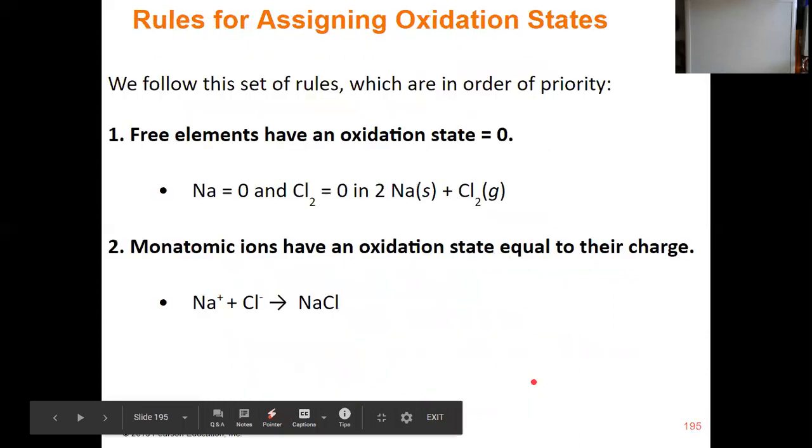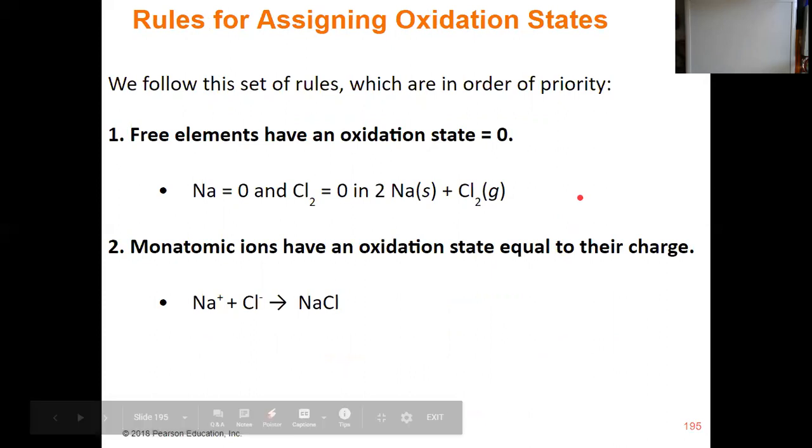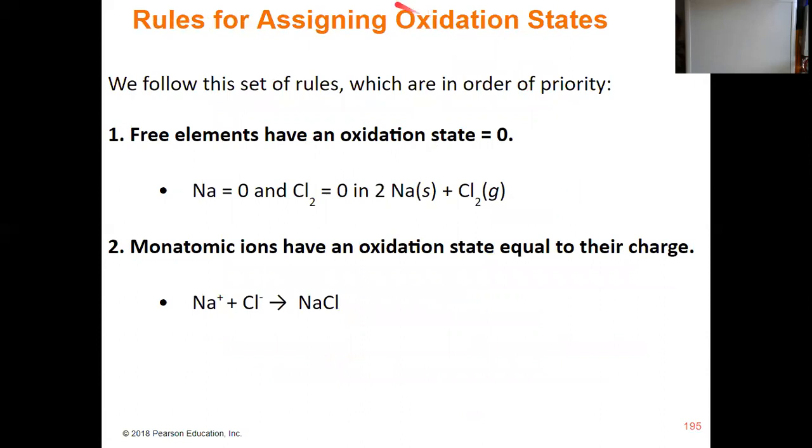Okay. So here are the rules that we are going to use to assign oxidation states. We have to follow this set of rules in order when we're assigning oxidation states. All right. When we say that these are in order of priority, that means that rule 1 has to be followed first, then rule 2. If any 2 rules come into conflict, the rule with the lower number takes precedence. So rule 1 is the most important rule, then rule 2, then rule 3, etc.